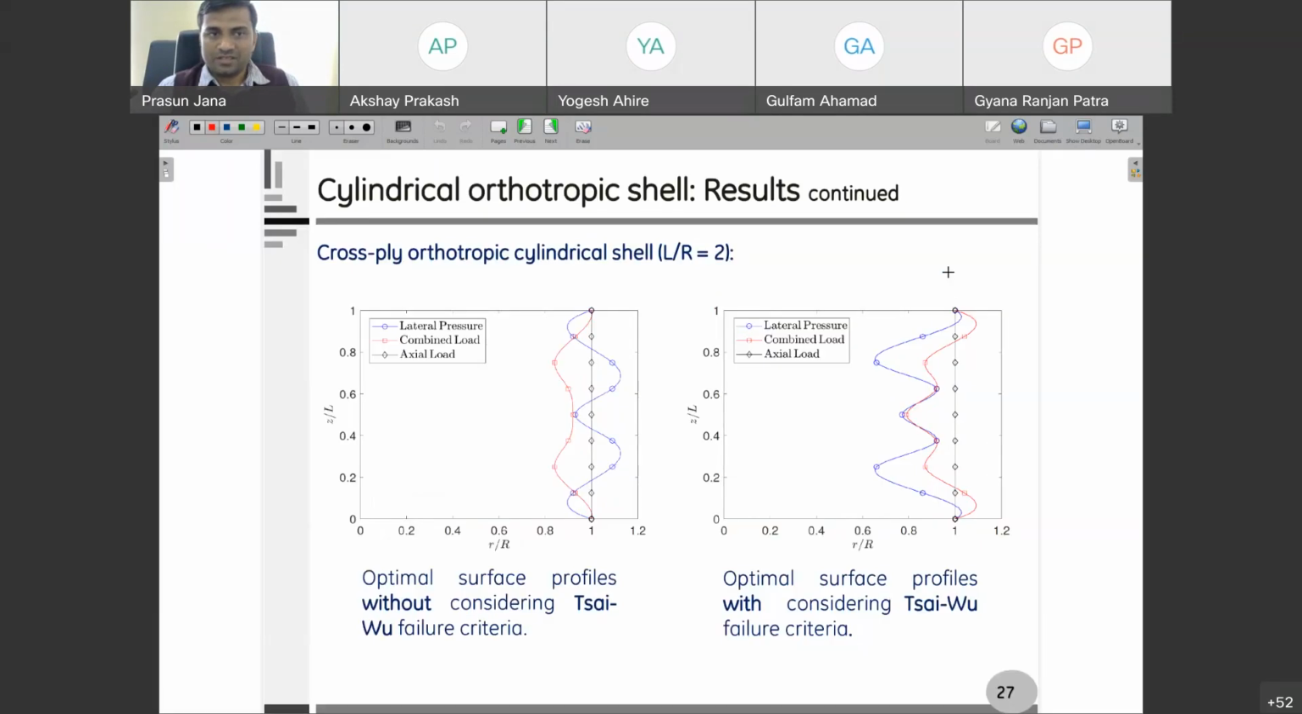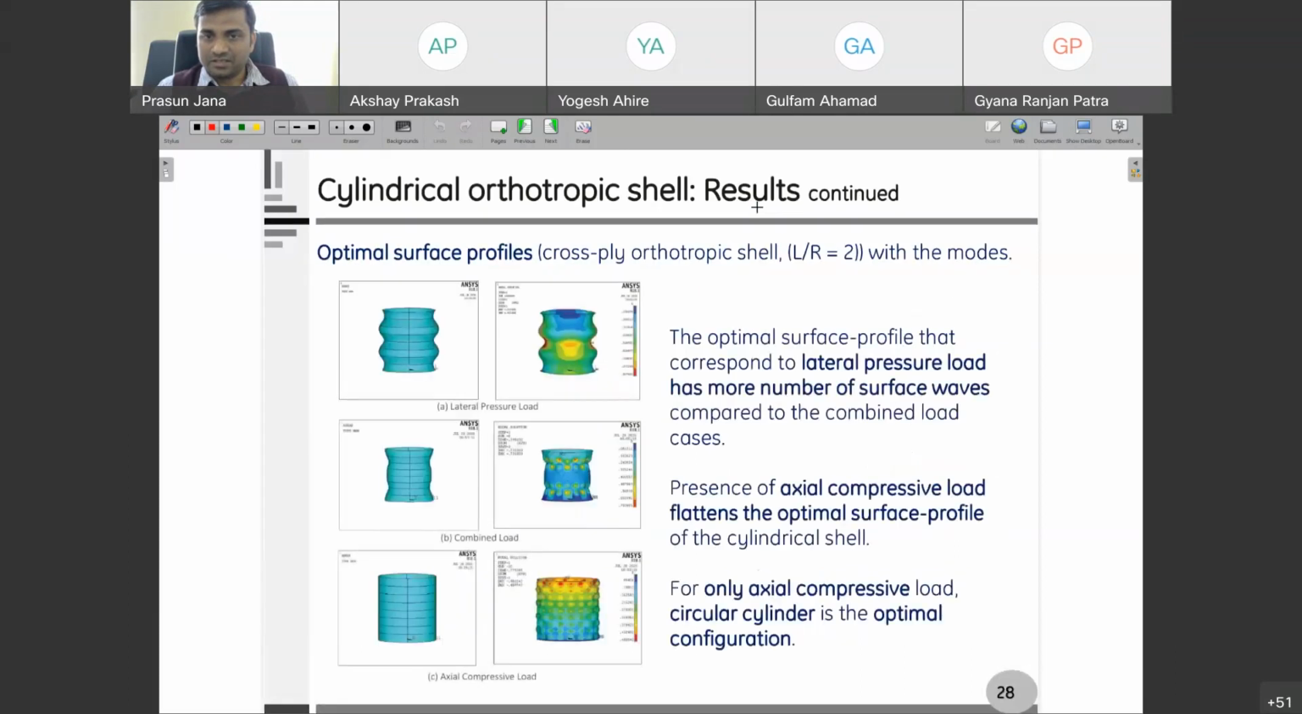So this is for L by R equal to 2. Earlier it was L by R equal to 1. That means we are varying the length, and we are checking how the optimal shape is changing. And here these are some three-dimensional figures. You can see this is for only lateral pressure load, this is for combined load, and this is for axial compression. Okay, and this is L by R equal to 2. So if you add axial compression, then it tries to flatten the optimal surface profile.